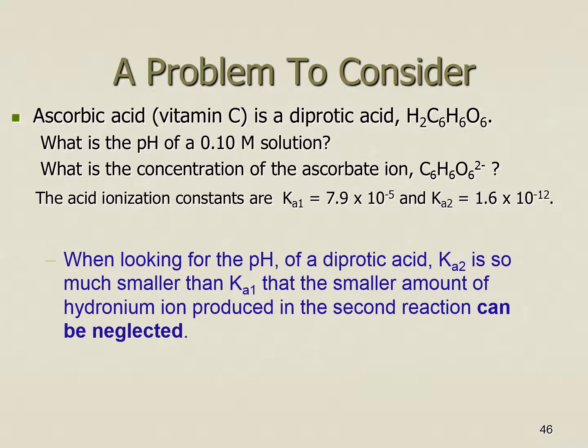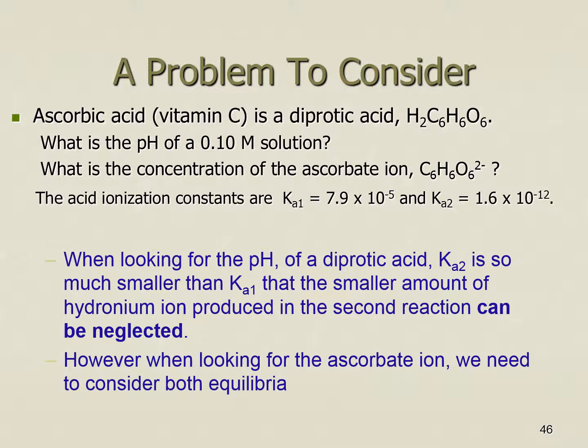It'll turn out, and we'll see that the H plus ion concentration is going to be so much smaller because the Ka2 is so much smaller than the Ka1. So we'll see when we get the answer what we can do, and we can see that it can be neglected. But for right now, we're just going to go through both steps of the problem and see what happens.